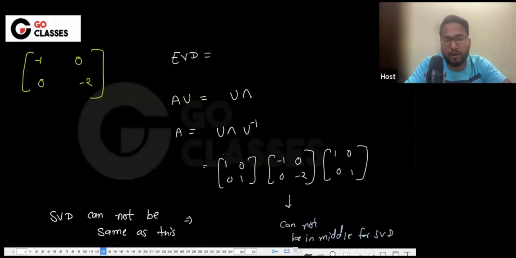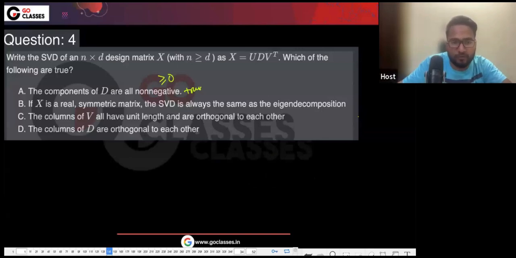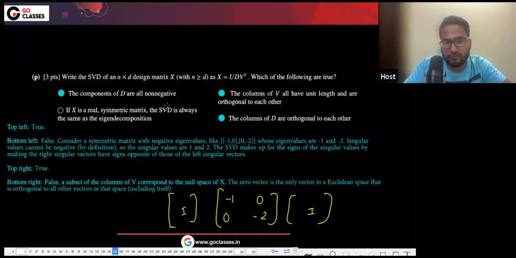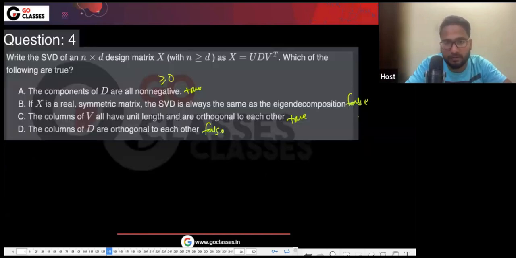So I think this is true. SVD need not be the same. In fact, there is no direct relationship. The columns, yes, this is true. This is false. So I think A and C are true. Sorry. The columns of D are orthogonal to each other. D is a diagonal matrix.